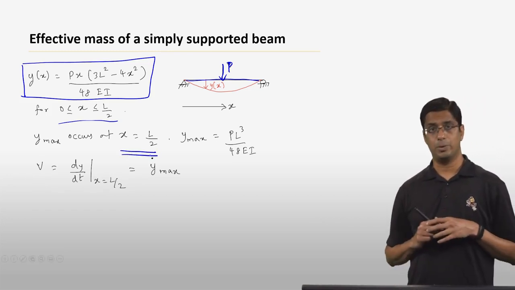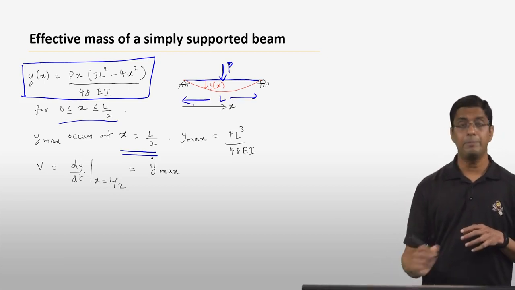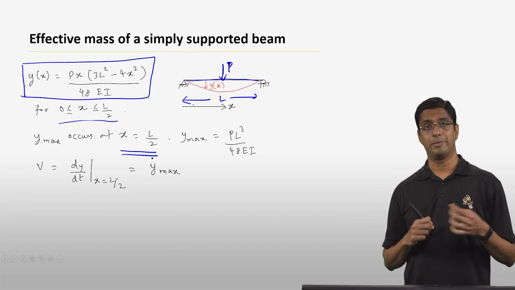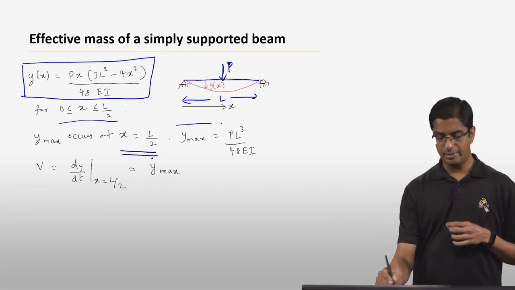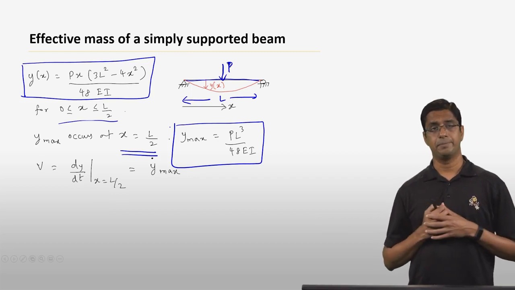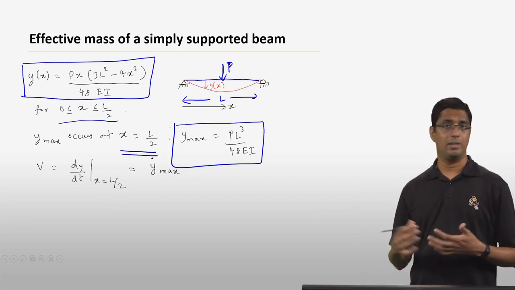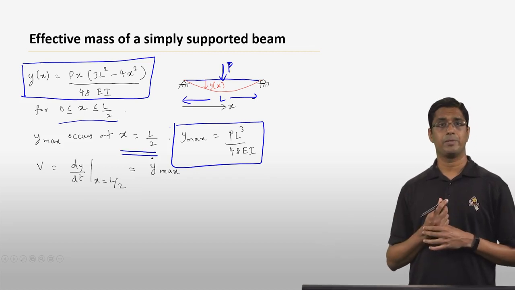at x equal to L over 2. So L is the length of the beam, and at some midpoint, you have the maximum deflection. And that y max is given by PL cube over 48 EI. This is something, again, you can derive using energy methods or Castigliano's theorem, or you can just look it up in some tables.